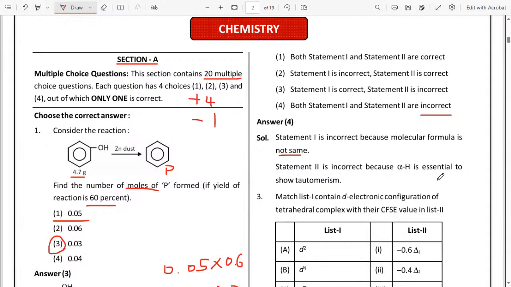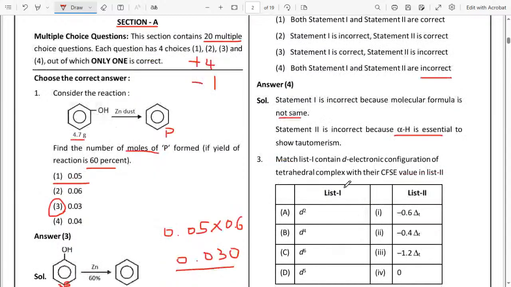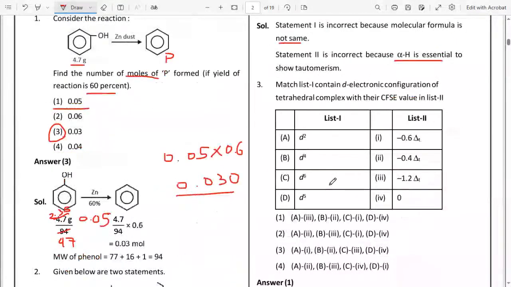Statement 2 is incorrect because alpha hydrogen is essential to show tautomerism. So there is no alpha hydrogen in the second compound, so statement 2 also is not correct.